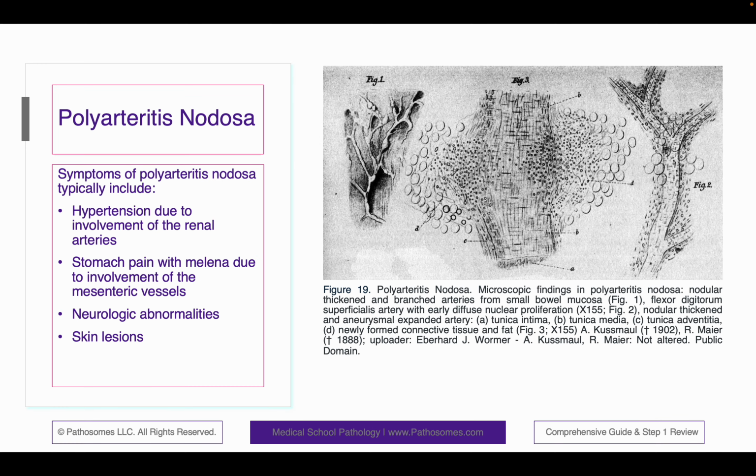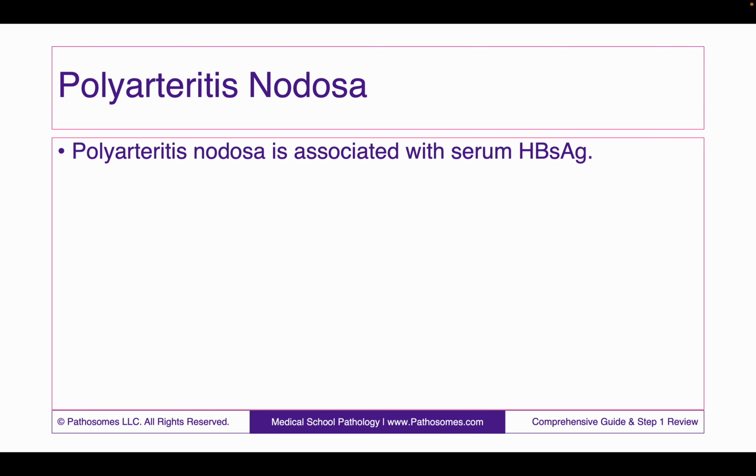Now, symptoms of polyarteritis nodosa include hypertension due to involvement of the renal arteries, right? Stomach pain and melena due to involvement of the mesenteric vessels, neurologic abnormalities, and even skin lesions. Keep in mind that polyarteritis nodosa is associated with serum HBsAg, hepatitis B surface antigen.